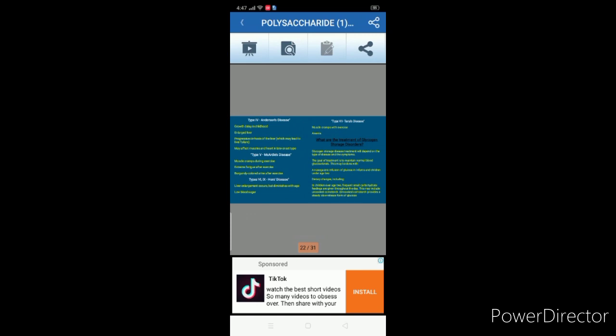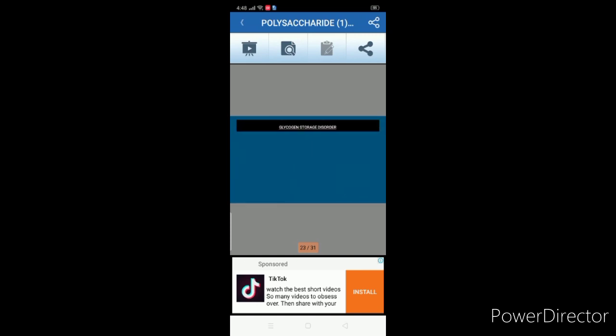Glycogen storage disease treatment will depend on the types of disease and the symptoms. The goal of treatment is to maintain normal blood glucose level. This may be done with a nasogastric infusion of glucose in infants and children under age 2, and dietary changes. In children over age 2, frequent small carbohydrate feedings are given throughout the day. This may include uncooked cornstarch. Uncooked cornstarch provides a steady, slow release form of glucose.